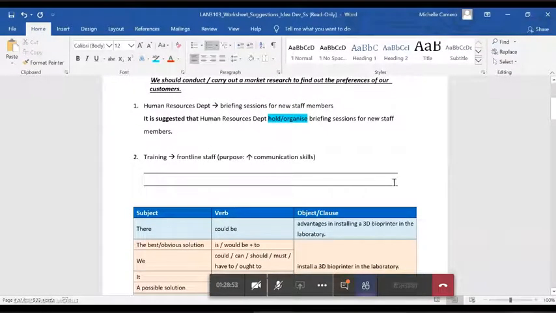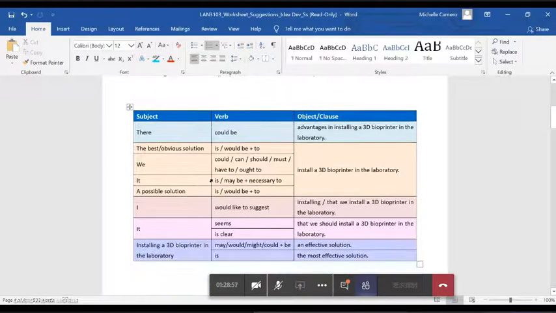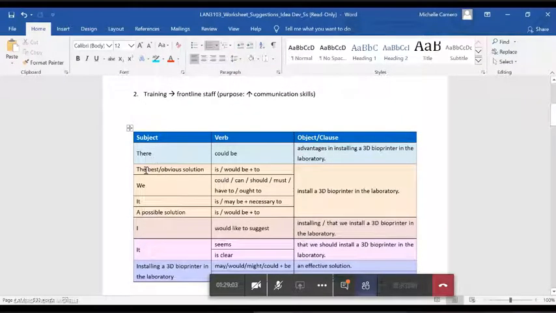Okay, let's try another one. Let's do this one. Now, they used, it is suggested that. That was the answer provided to me. However, it is suggested that is not really down here.